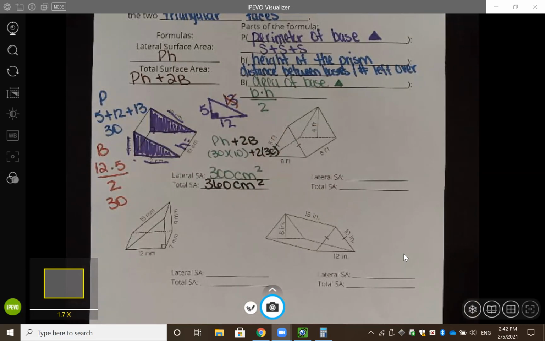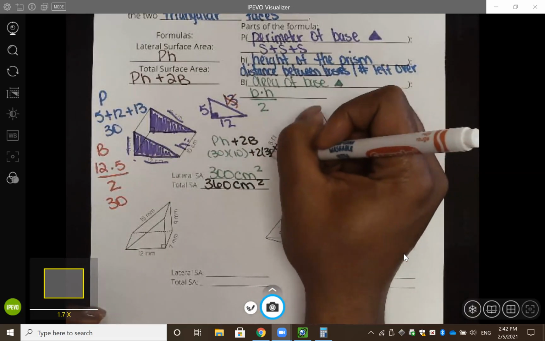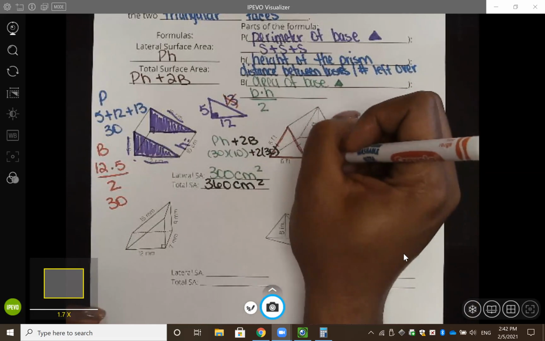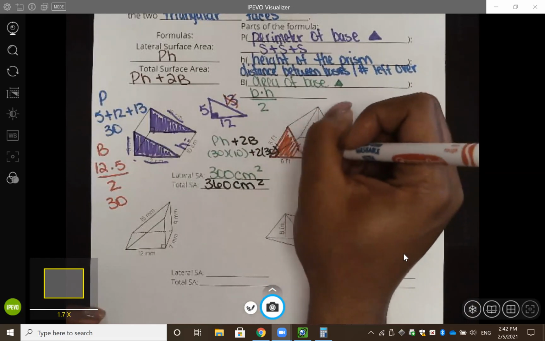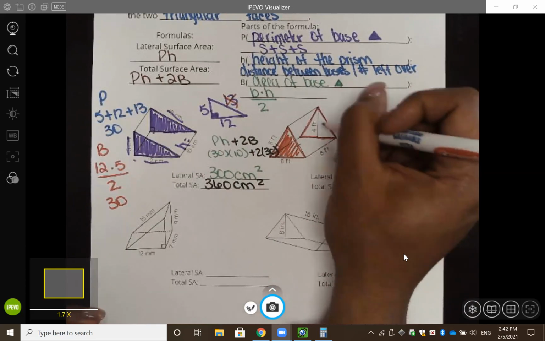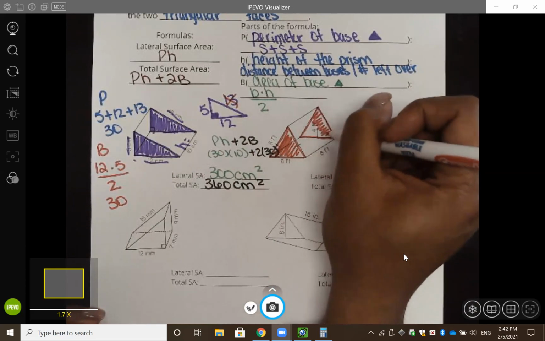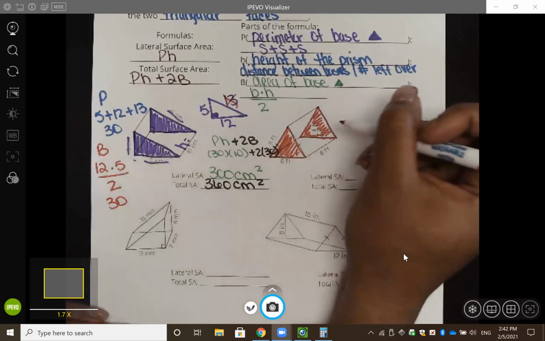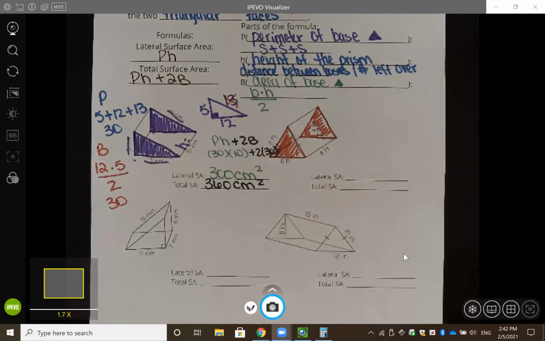Okay, on to the next one. I'm going to go ahead and start shading in my bases. Now, one thing that you have to be careful with is when you have numbers in the middle of your base, you want to make sure that you can still see that number. So when I shade in, I'm going to kind of shade around it. So I know that's my base, but I also can see that number that's right in the middle of it.